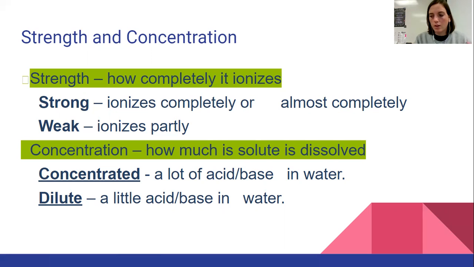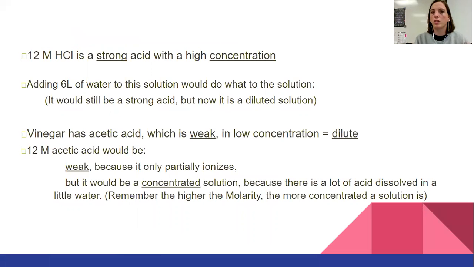Okay, so let's look at some examples of how you could see this. We have a 12 molar hydrochloric acid in this first example. Hydrochloric acid is a strong acid. 12 molar means it has a high concentration because remember, molar is defined as moles per 1 liter of solution. So this is saying we have 12 moles per 1 liter. That's a high number, so this is a concentrated solution.